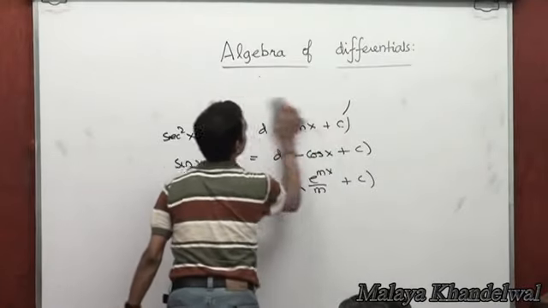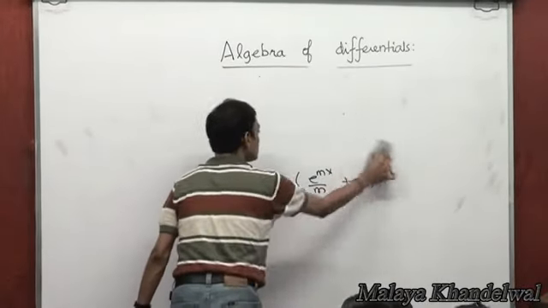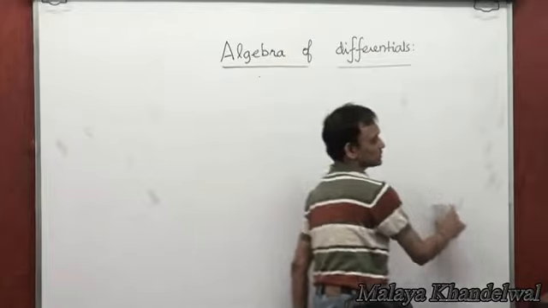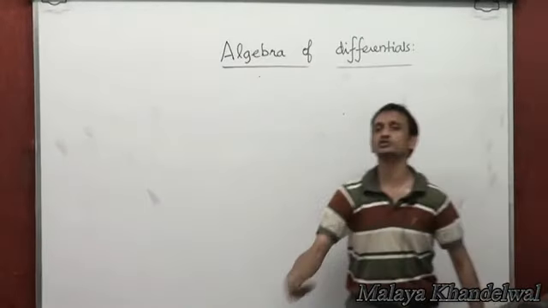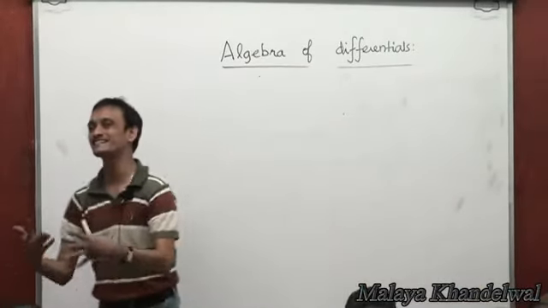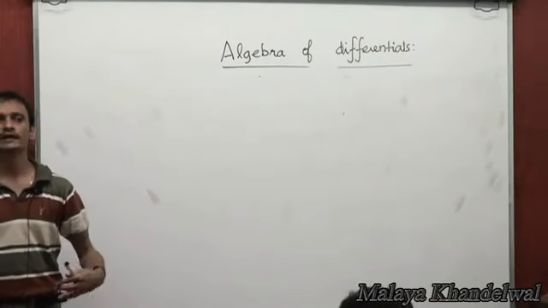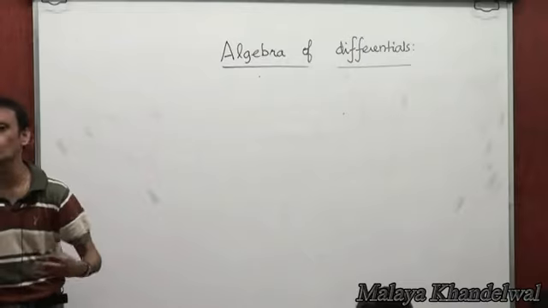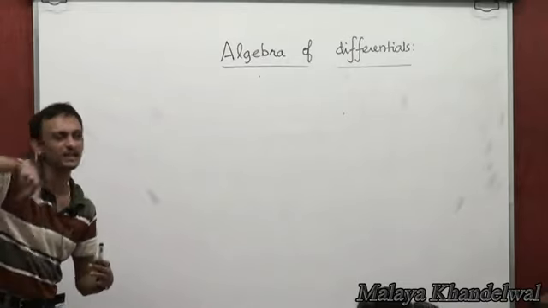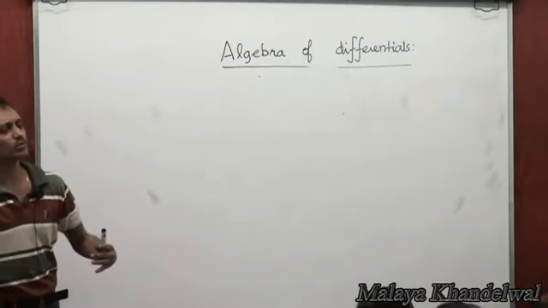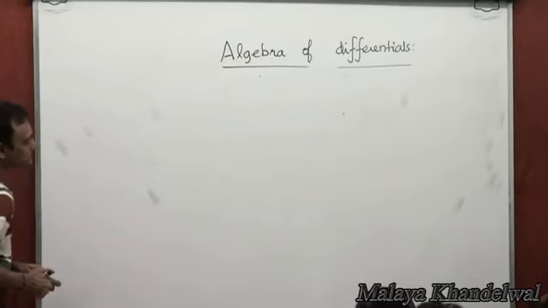Now, there are some regulations related to this operator d. D, like I said, is an infinitesimally small change and is called the differential operator. D of something means an extremely small change in that thing, right?